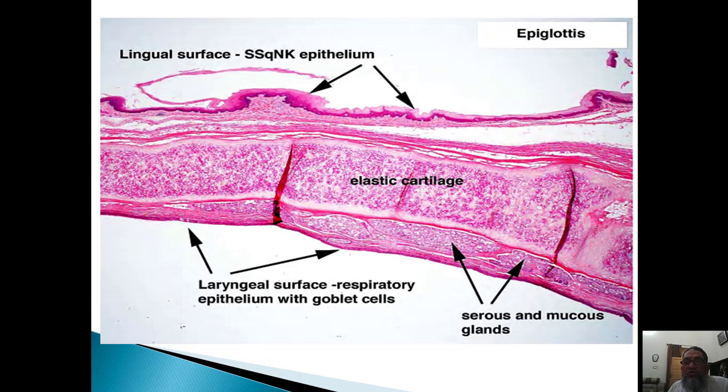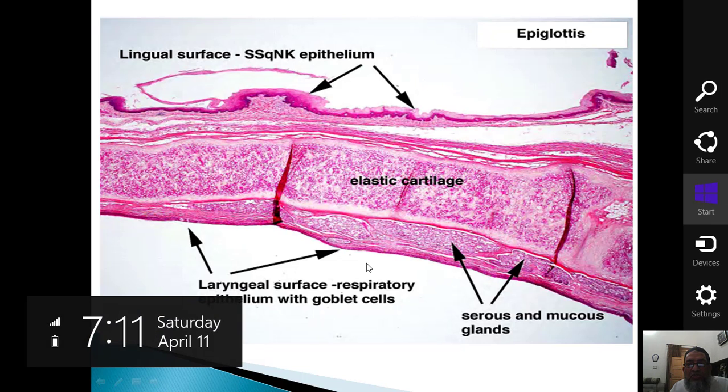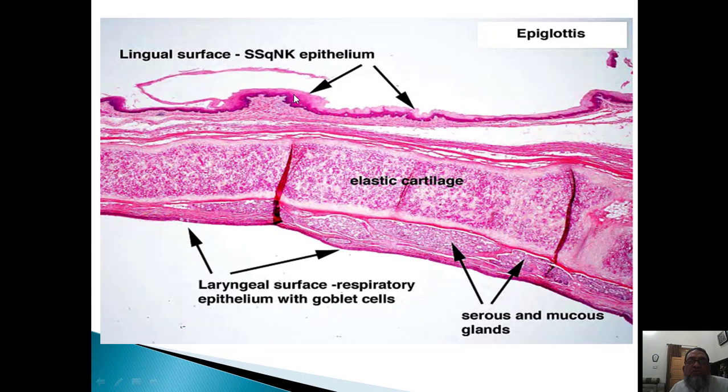So this is the histological picture, H&E stain, of elastic cartilage, this stain of the epiglottic tissue. Now, this is the laryngeal side, which is pseudostratified columnar ciliated. Then there are mucous and serous glands in the lamina propria. Then this is the elastic cartilage containing chondrocytes, with perichondrium on both sides. And then the lamina propria is again present. Then the epithelium toward the oral side is visible as stratified squamous, non-keratinized.